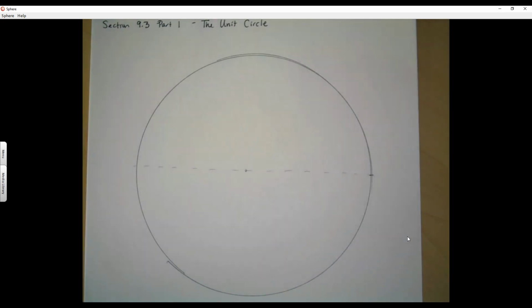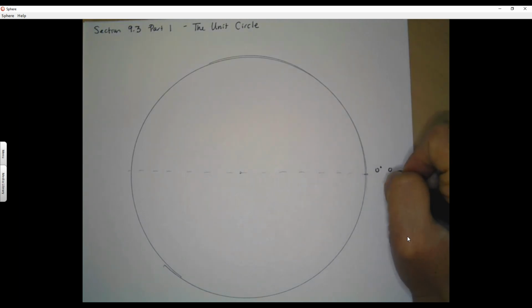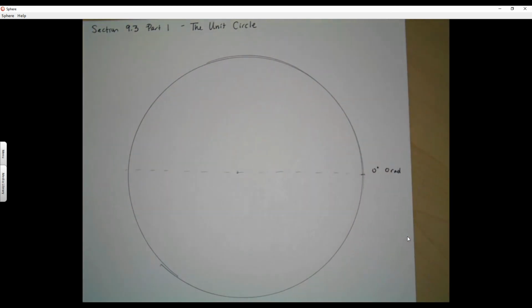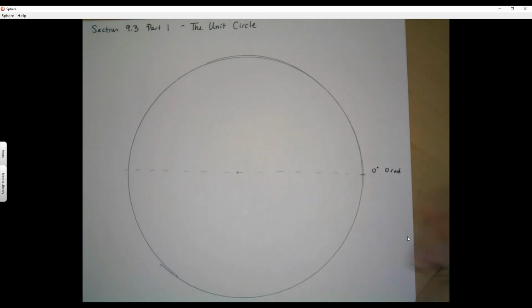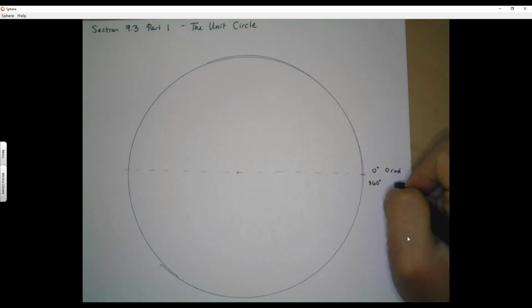I'm going to be labeling different parts of our circle with their measurements in degrees and radians. So kind of building off of what we were talking about last week of ways of measuring angles. So this angle right here would be 0 degrees, or that would be the same as 0 radians, okay? And you can abbreviate radians as RAD. We also talked about last week how one rotation around a circle is 360 degrees, which is the same as 2 pi radians.